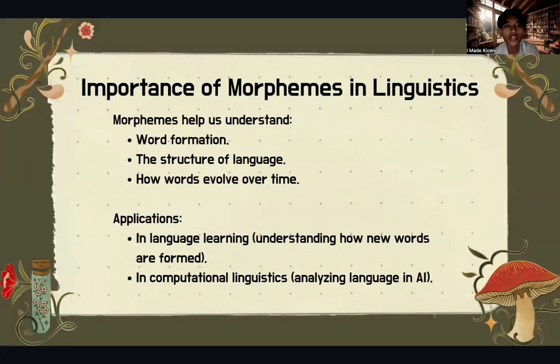Okay, the next is importance of morphemes in linguistics. The morphemes help us understand word formation, the structure of language, and how words evolve over time. In application, in language learning, understanding how new words are formed. In computational linguistics, analyzing language in AI.